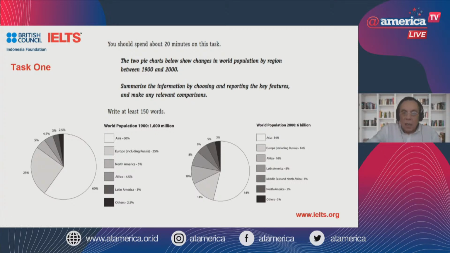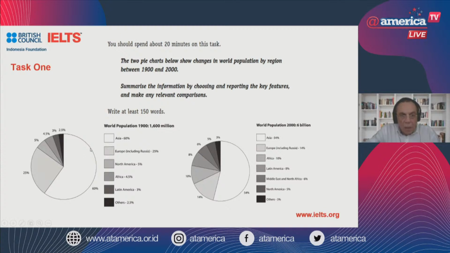Okay. And here's the instruction they have on all of the task one questions. Summarize the information by choosing and reporting the key features and make any relevant comparisons. Okay, done. Oh, there you are, write at least 150 words. So there we are. On this side, we've got the world population in 1900, 1.6 billion. And here we've got the world population in 2000, 6 billion. Oops, it's increased, hasn't it? Yeah, so a big increase.